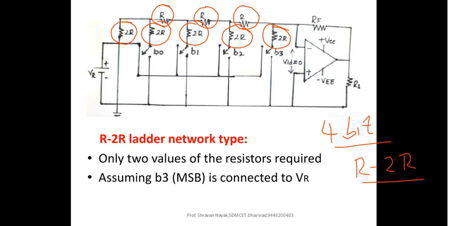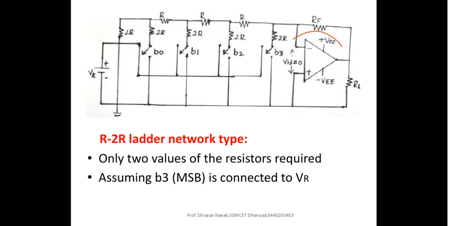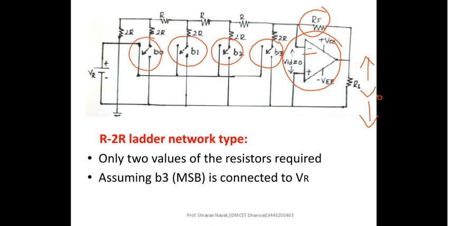Now, as usual, you have your operational amplifier, which is connected in the inverting mode. You have the feedback resistance here. This is the load resistance, where you take the value of your V0. Then you have 4 switches here. Basically, I am taking an example of a 4-bit R to 2R ladder type of digital to analog converter: B0, B1, B2, B3. B3 is my MSB and B0 is my LSB.